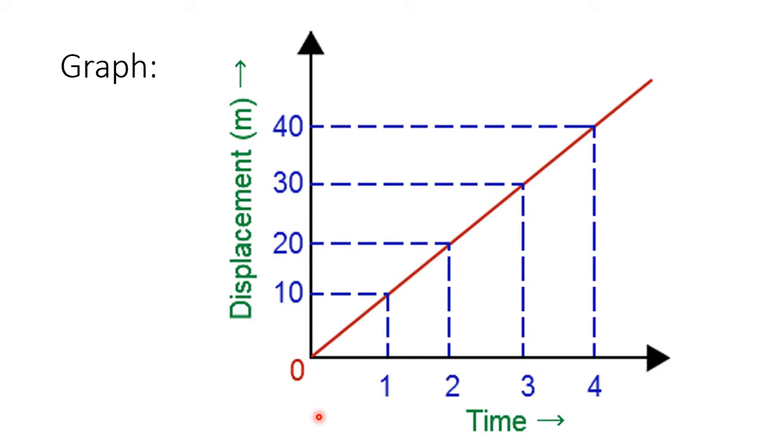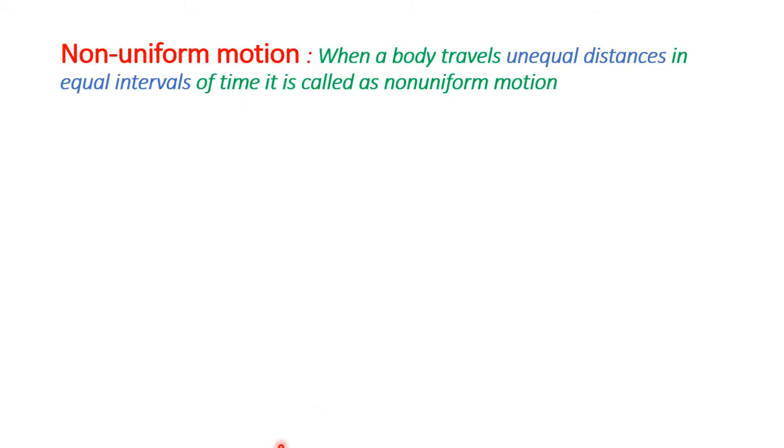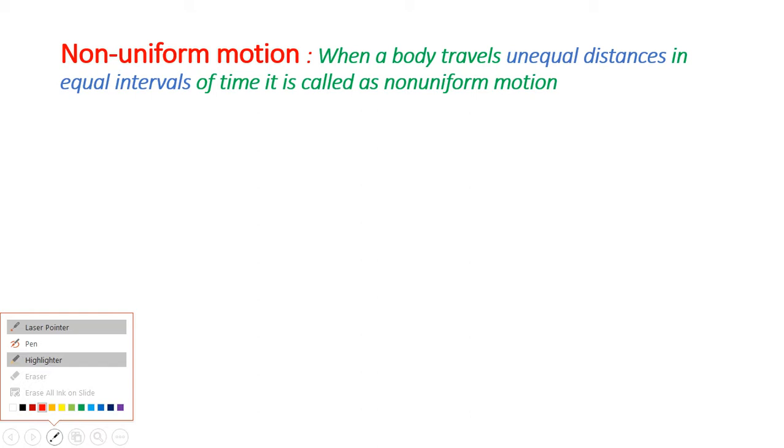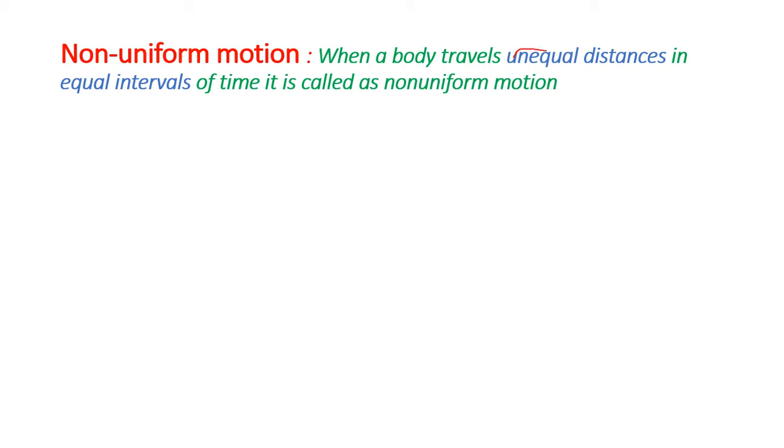Now you can understand what is the uniform motion. Next we will come to the non-uniform motion. See, what is the non-uniform motion? Non-uniform motion, when a body travels unequal distance in equal interval of time. See, in uniform motion, it was equal distance in equal interval of time. Here it is unequal distance in equal interval of time.